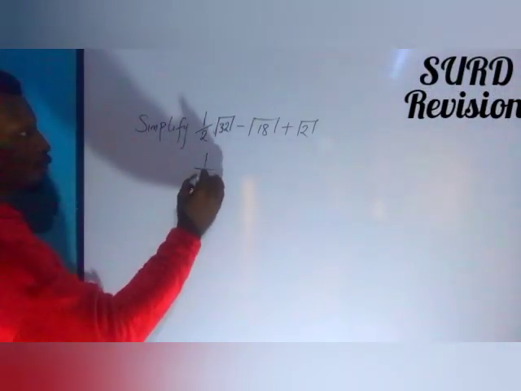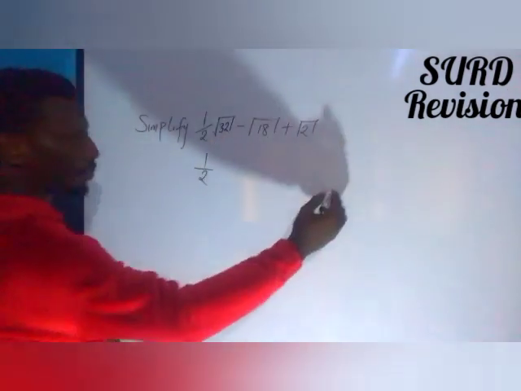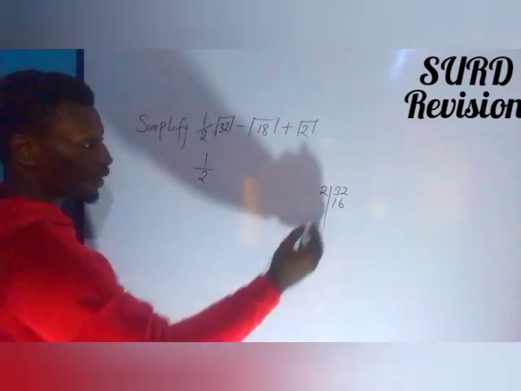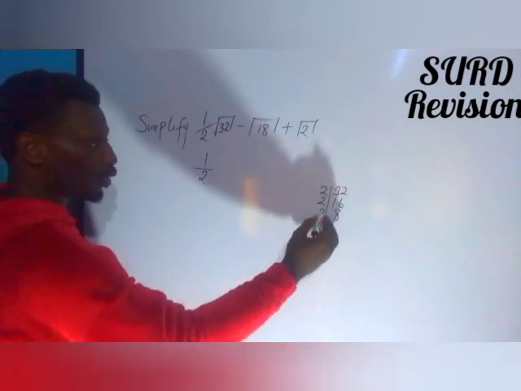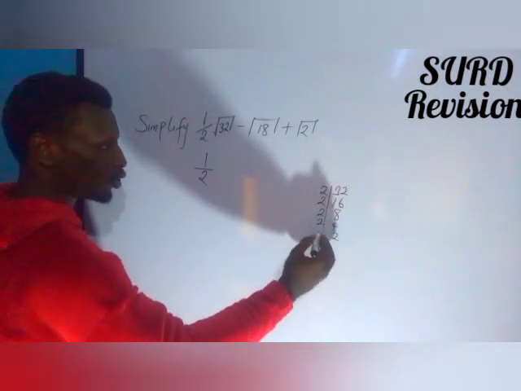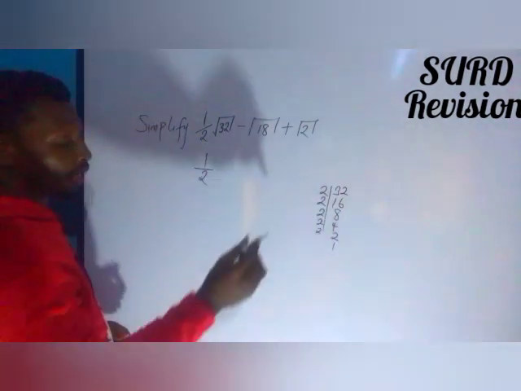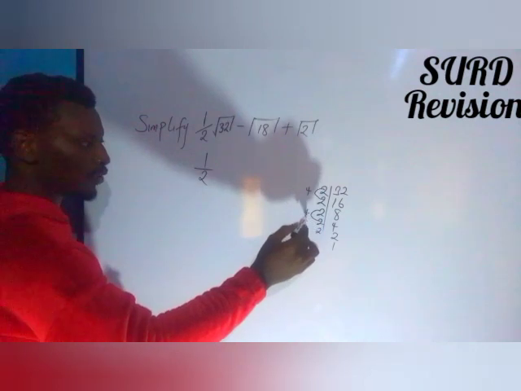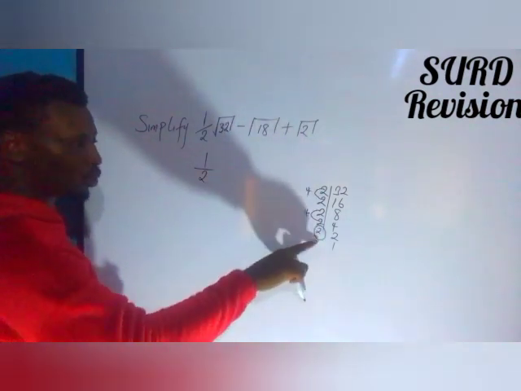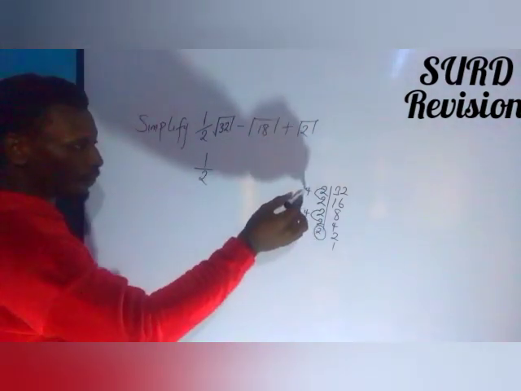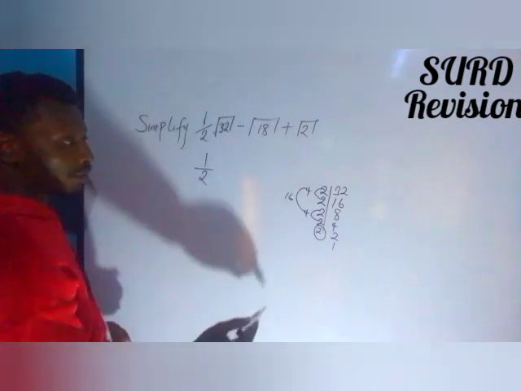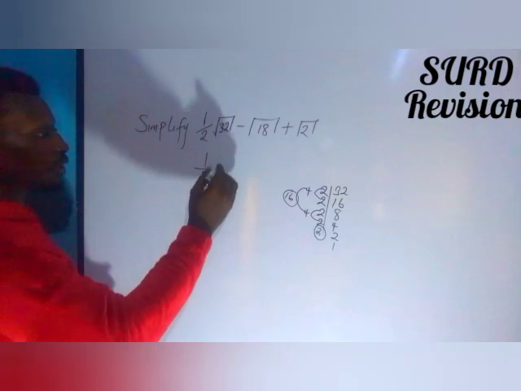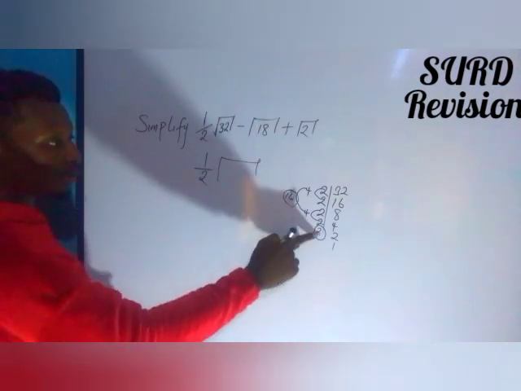So this is 1/2 surd 32. 32 can also be written as: 2 into 32 is 16, 2 into 16 is 8, 2 into 8 is 4, 2 into 4 is 2, 2 into 2 is 1. You take the pairs, that is 2 and 2 is 4, 2 and 2 is 4, leaving us with only 2. So take this 4 and 4, making it 16. So 16 times 2 will give us 32. So 32 can also be written as 16 times 2.